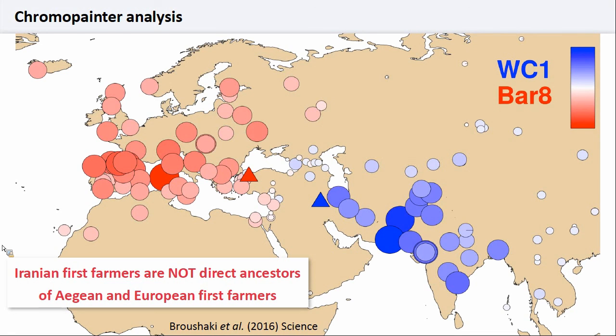So what does this suggest? This suggests that the Iranian farmers are actually not the direct ancestors of our Aegean and therefore European farmers. They may be the direct ancestors of the farmers that spread towards the east. But these two groups, the Aegean farmers and the Fertile Crescent farmers, are genetically distinct. They're different. So what does that mean? We're not really sure. Does that mean that there were just multiple groups developing farming altogether? Does this mean that these farmers here learned or picked up farming from these other people? We're not really sure. We think the latter one sounds quite plausible.